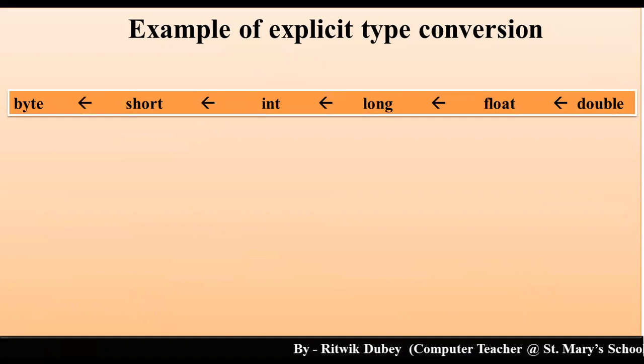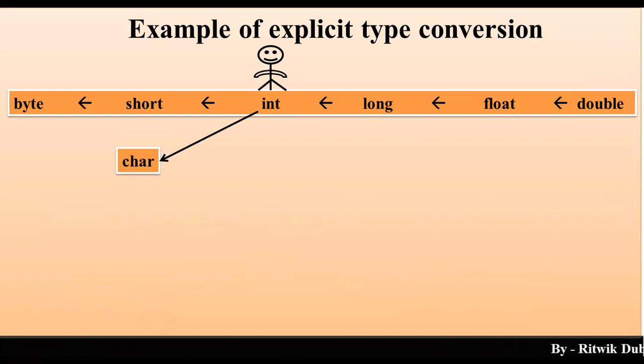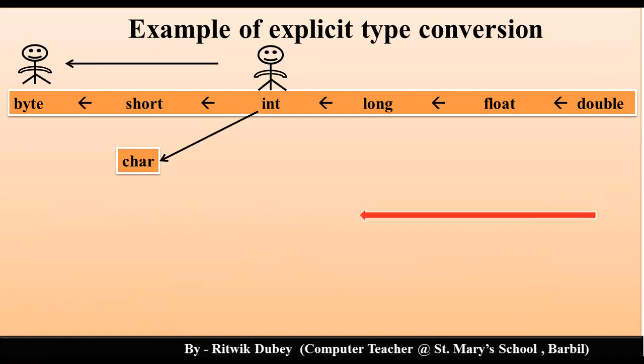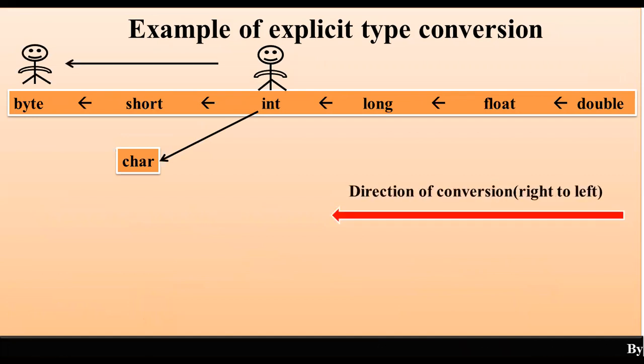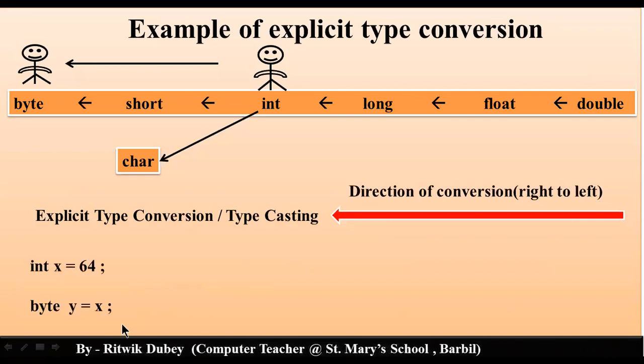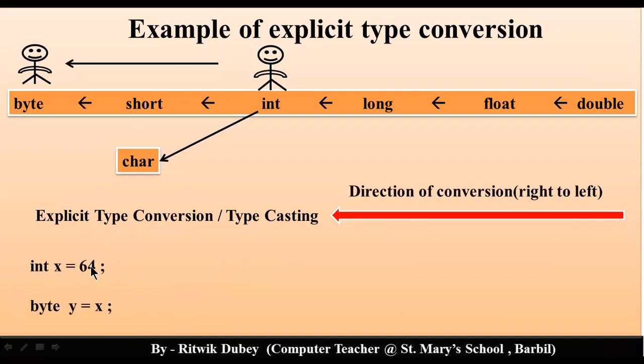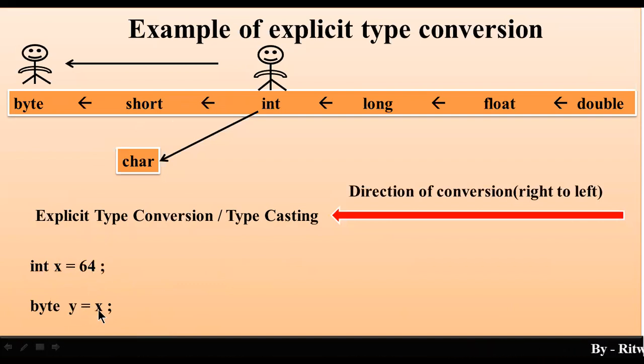Another example of explicit type conversion. The same chart, but the direction is changed. Now if you are standing over int, what is the meaning of standing over int? You have a value of type int. Now if you want to convert to a byte type value, the direction of conversion is right to left. Yes or no? So it is explicit type conversion or typecasting. Int x is equal to 64 means you have the value 64 whose type is int. Now when you write y is equal to x, the value of x is getting stored in y whose type is byte.